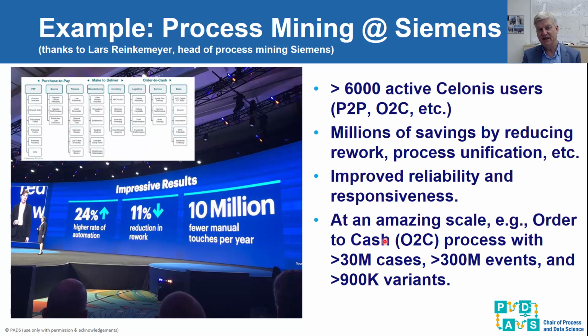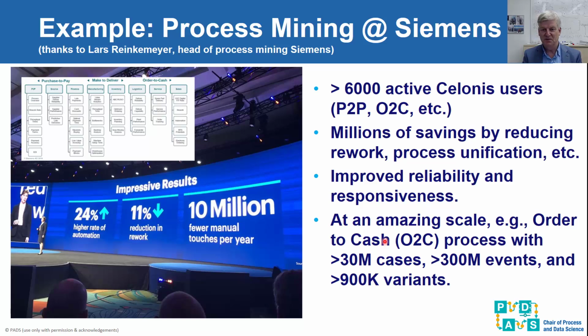So Lars Reinkemeyer, who is leading the process mining activities within Siemens, last year he gave a guest lecture here in Aachen. And then he was telling about the spectacular use of process mining within Siemens, where there are over 6,000 active users of process mining. They're using the Celonis system. They're saving millions and millions of euros by avoiding these types of friction that I hinted at before. And this is done at an amazing scale.